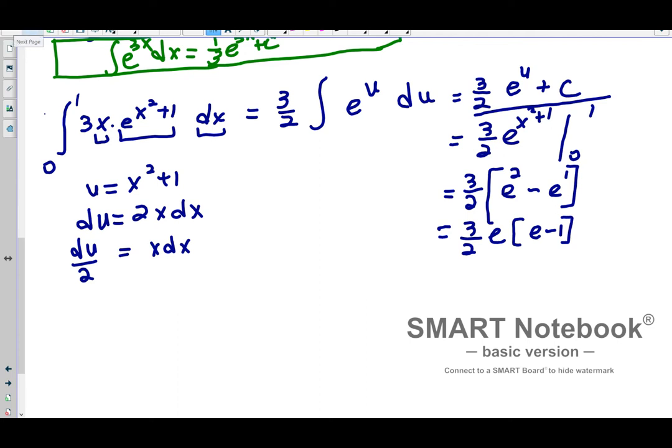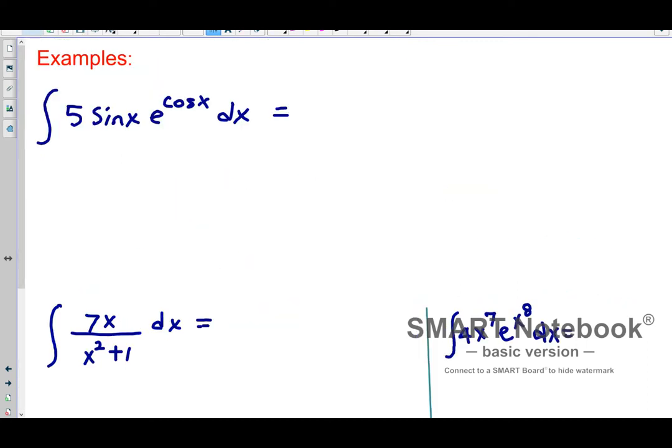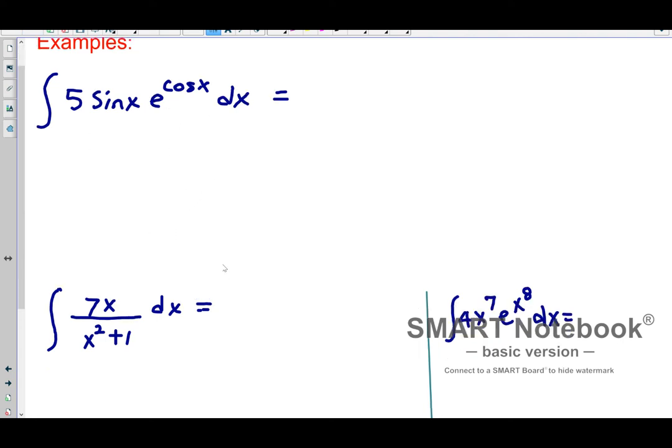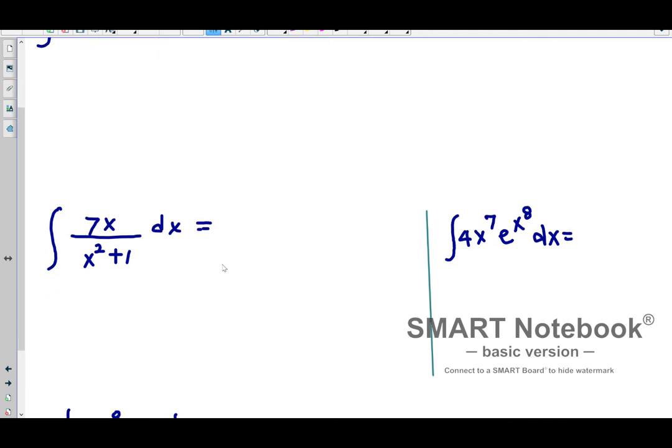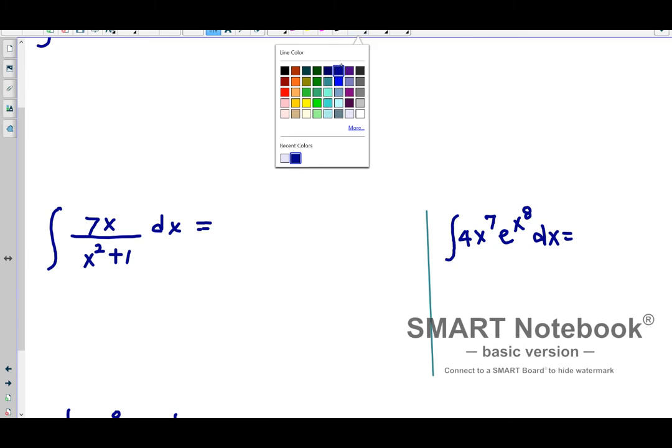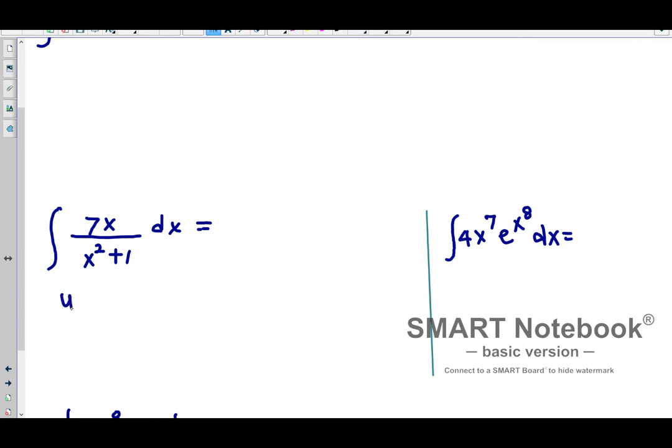Okay, a few more examples, but this time involving the natural log function. Let's do an example with the natural log function. So we have examples such as the integral of 7x over x squared plus 1. What would be a good selection for u here? If you said x squared plus 1, you are definitely on the right track.